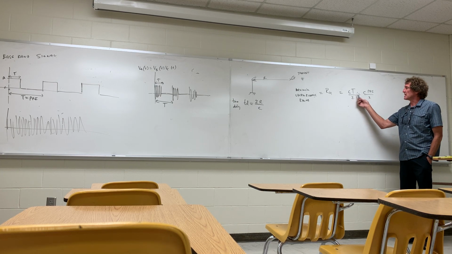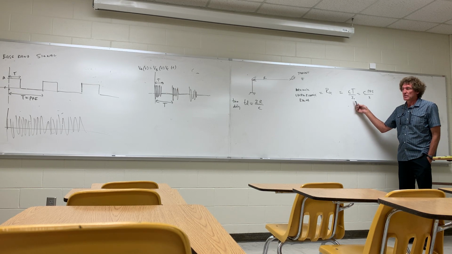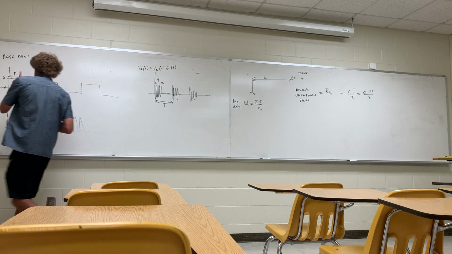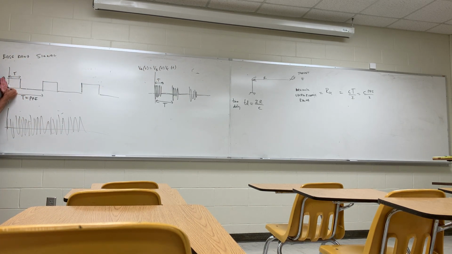C times T would be the distance traveled. If I divide that distance by 2, then I know I've got the maximum unambiguous range. What I'm really saying is, if I transmit at this point, then my target, if you think about the time delay, if it hits right here and then returns here, that's as good as it gets. If I hit the target here, the return would be out here, and I wouldn't know if it was this pulse or this pulse that actually caused the reflection. Can you all follow me, at least on the logic?